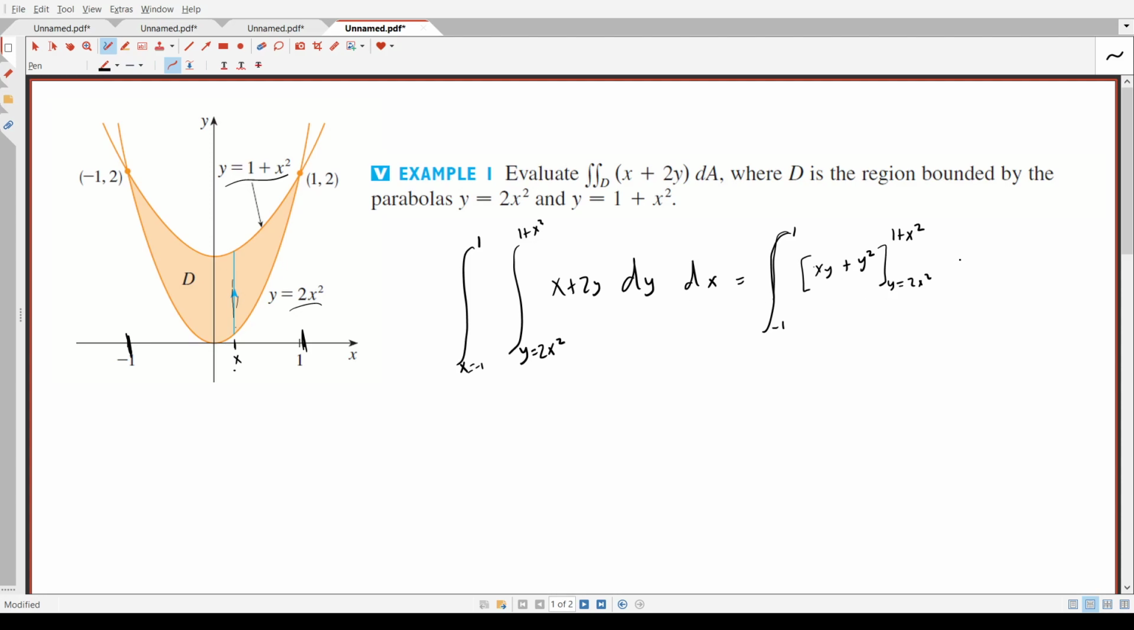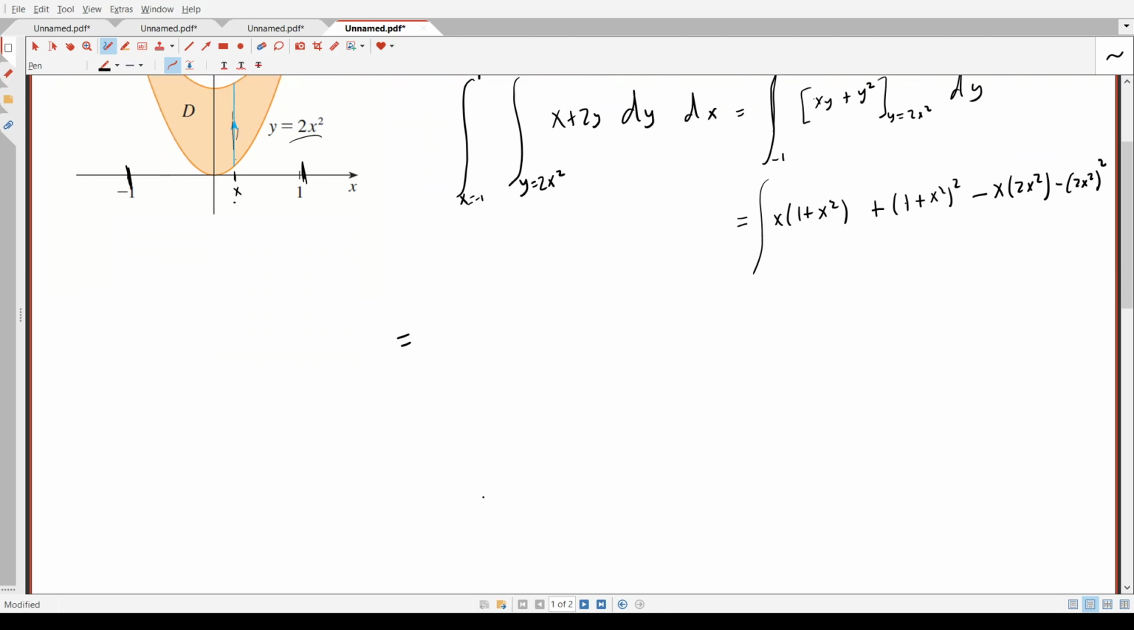Okay, so I integrate that with respect to y. So I plug those in for the y value, so I have x times 1 plus x squared plus 1 plus x squared squared minus x times 2x squared, running off the screen, minus 2x squared squared equals, and that's from -1 to 1.